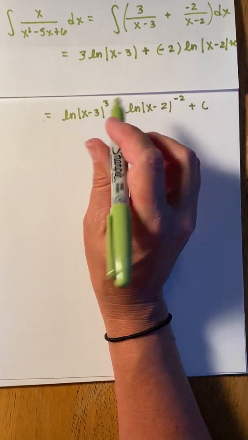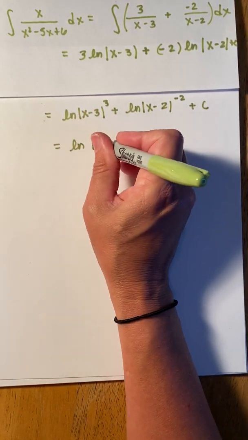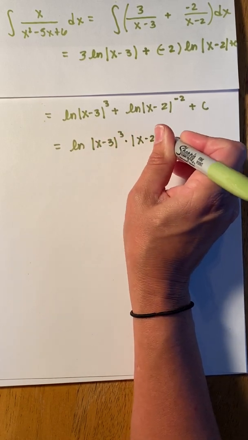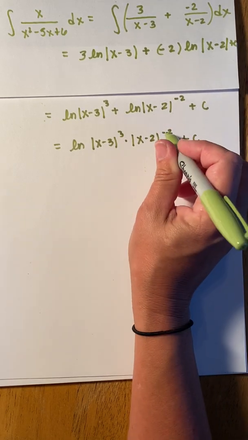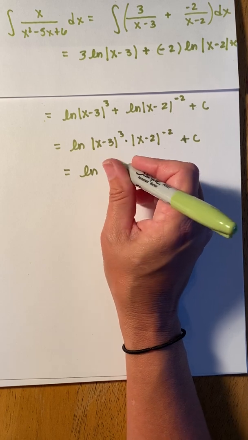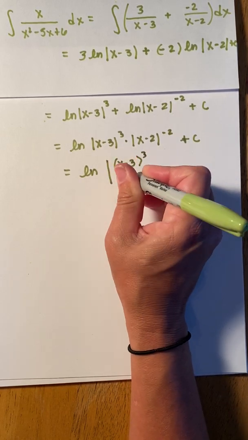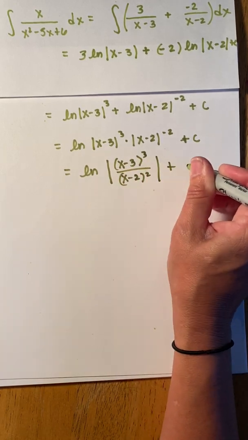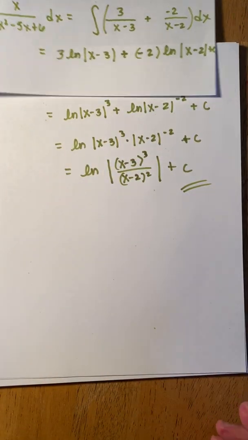Now we can combine these two logs. This is just the natural log of the absolute value of x minus 3 cubed times x minus 2 to the negative 2 plus c. This could be concerning. It's not visually pleasing. So remember, this just means the natural log of the absolute value of x minus 3 cubed all over x minus 2 squared plus c. So either answer is perfectly acceptable. They mean the same thing.